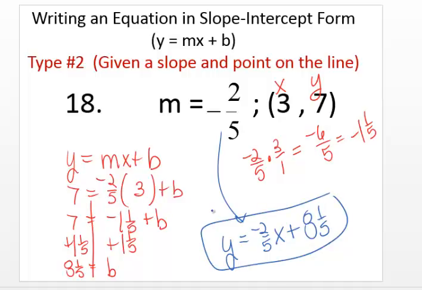Again, all we're doing is substituting values in for m and b. If we're given m and b, it's simply just plugging them in. If we're not given m and b, we have to solve for b and then substitute them back in.